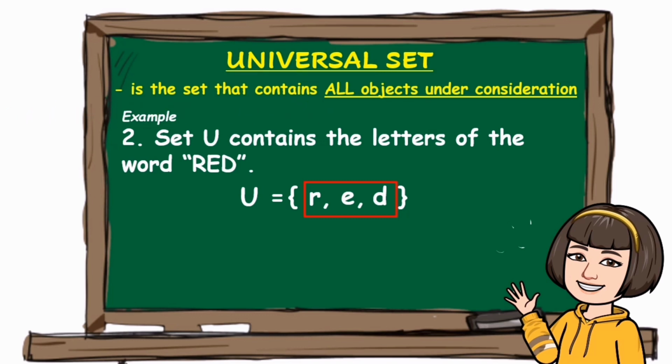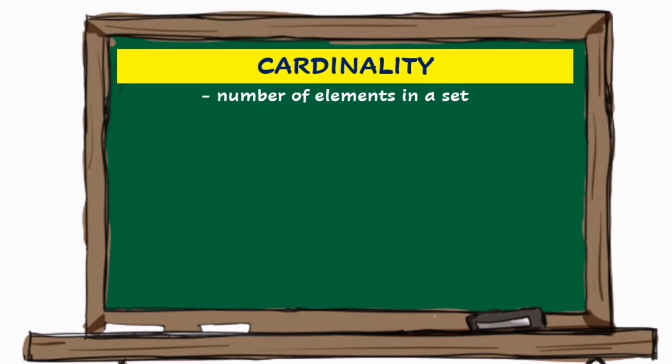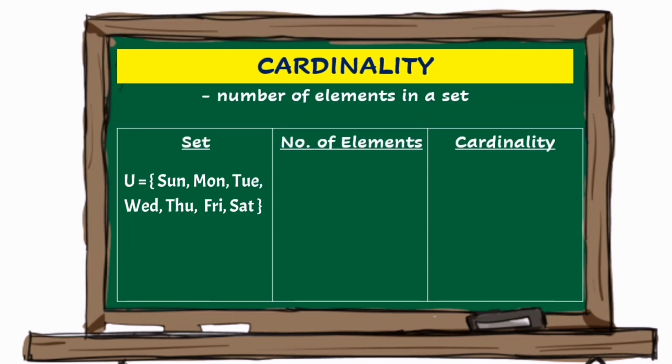That's it. The number of elements in a set is the cardinality of that set. In this example, the number of elements is 7. So, the cardinality of this set is 7. In our second example, the number of elements is 3. Therefore, the cardinality of this set is 3.